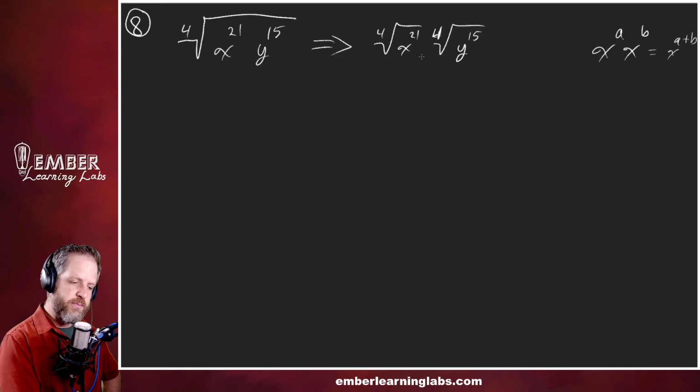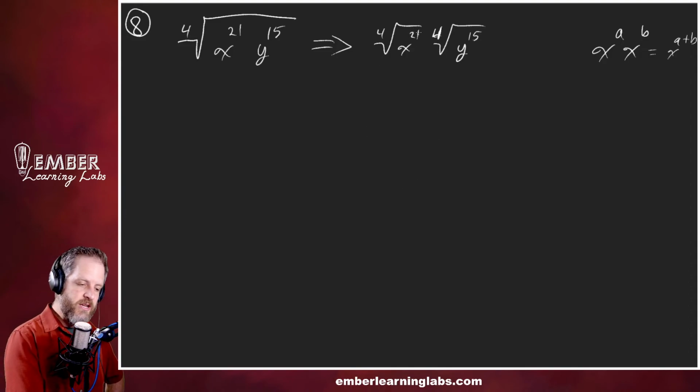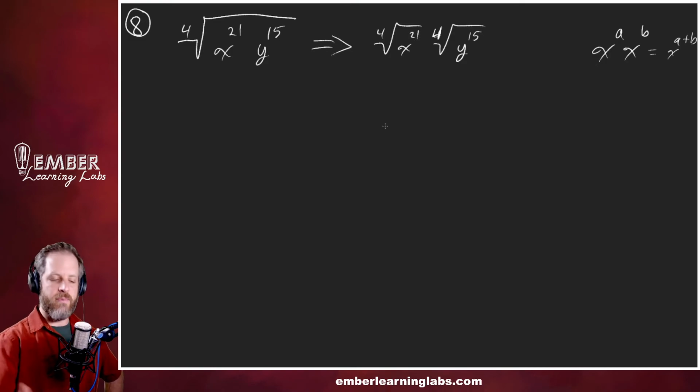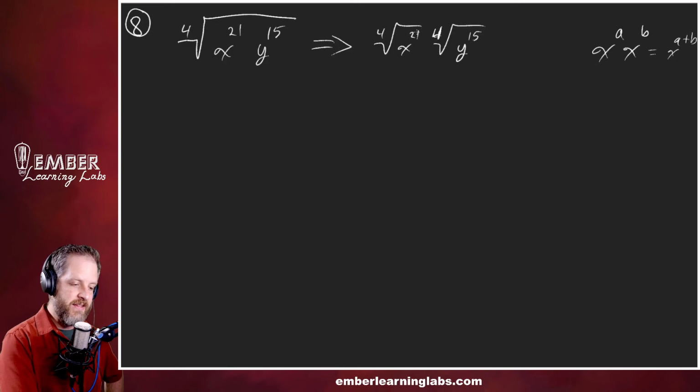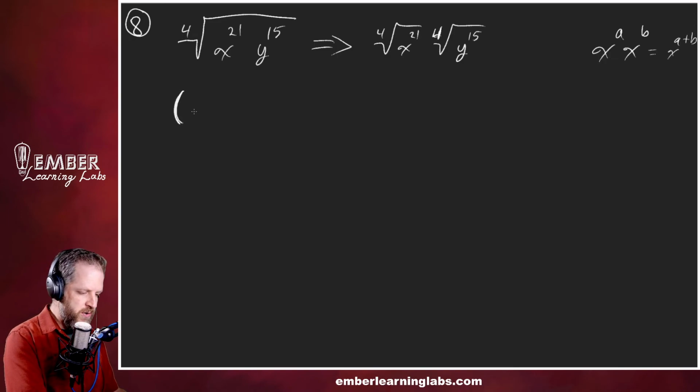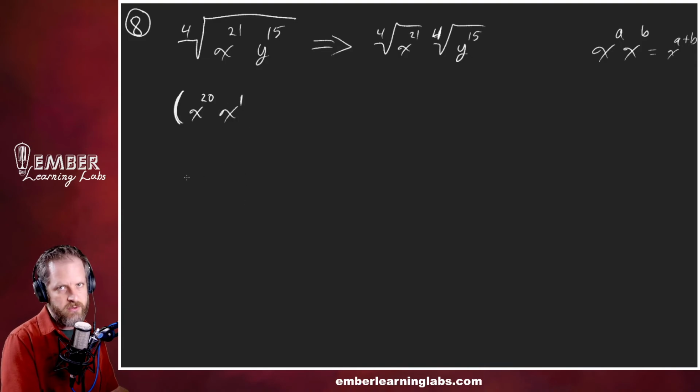So we could split this up into something that is going to let us reduce by 4. So we need to turn this 21 into the biggest number that is divisible by 4. 4 goes into 20, right? 4 times 5 is 20. So what we can do is let's also switch it to rational form. This would turn into x to the 20 times x to the first, to the 1/4.